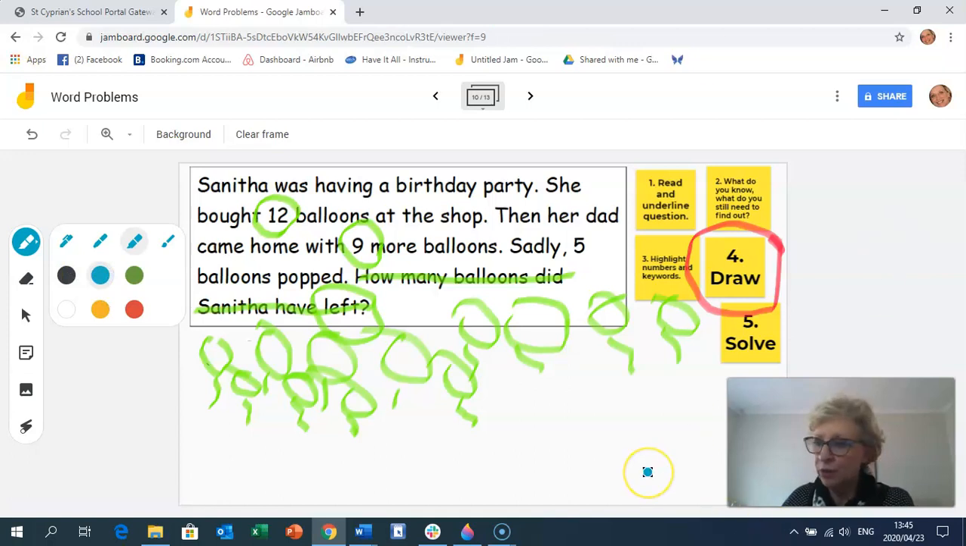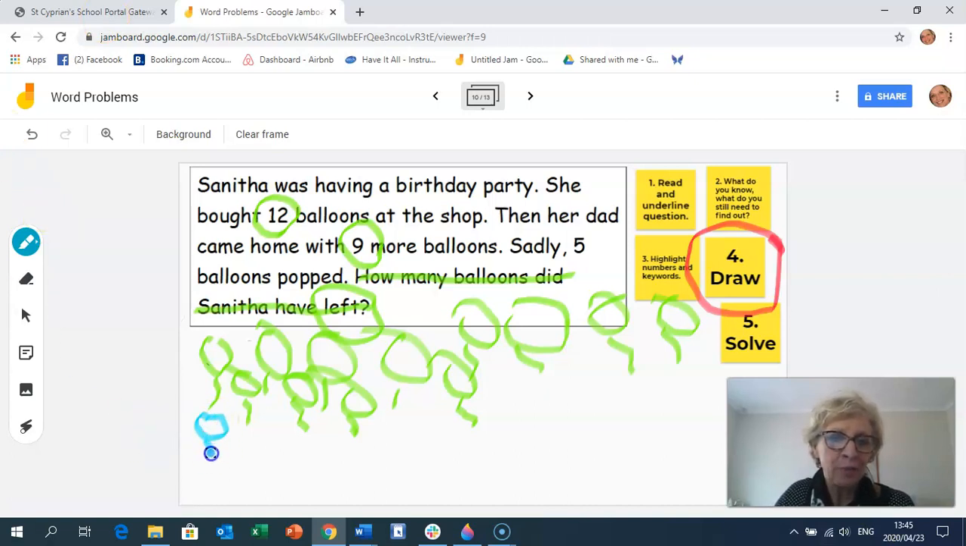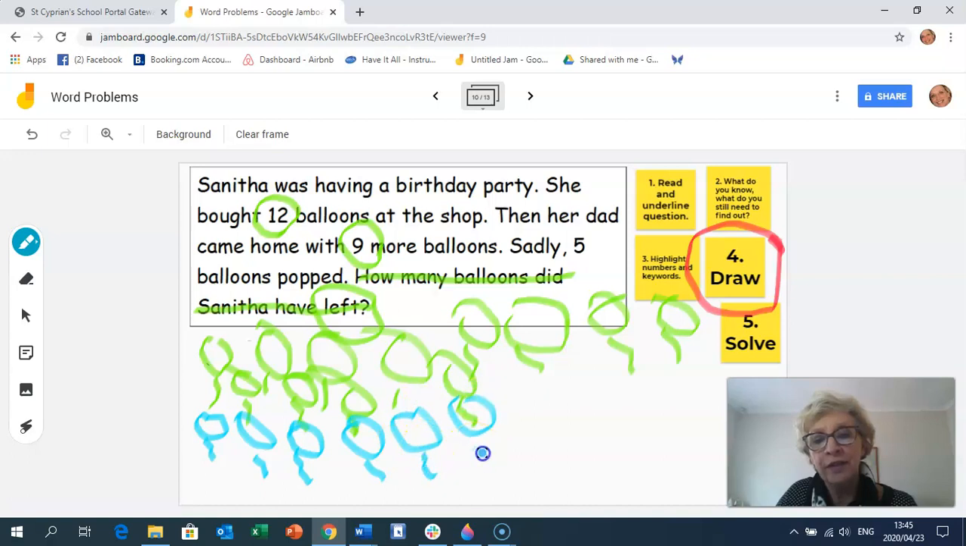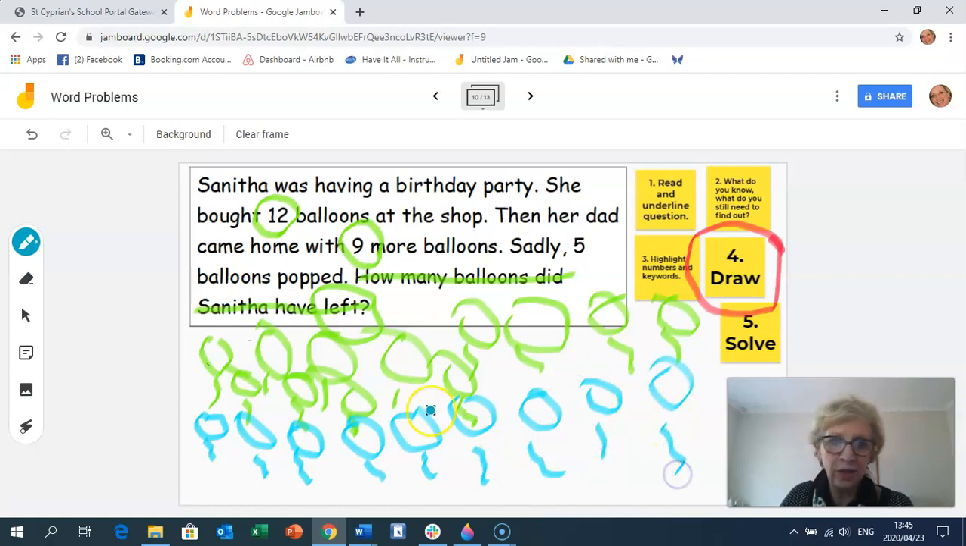So Dad bought, these are all the balloons that you're going to look at. They're going to be all floating around one of the rooms in the house. So here we have 9 of Dad's balloons. 1, 2, 3, 4, 5, 6, 7, 8, 9. Look at all those balloons for her party. Looks like a lot of fun.